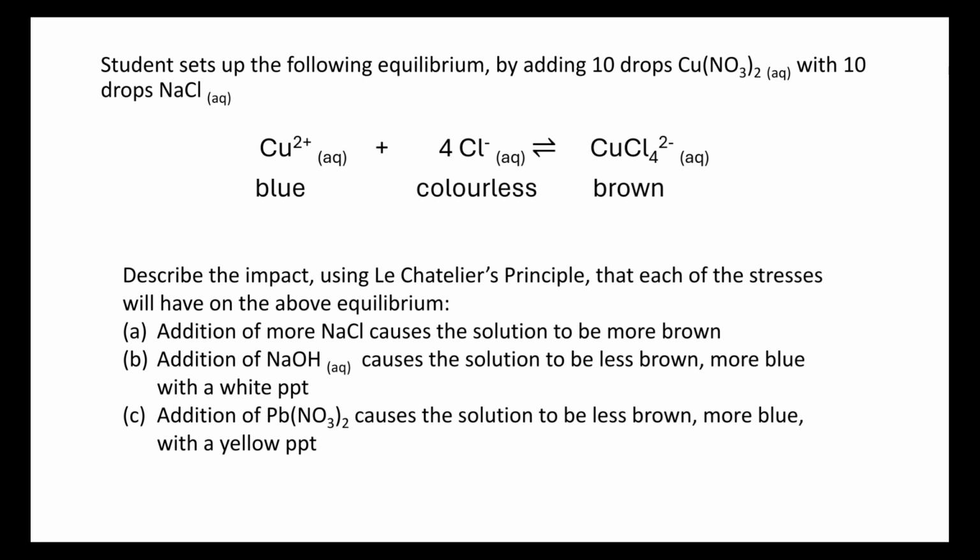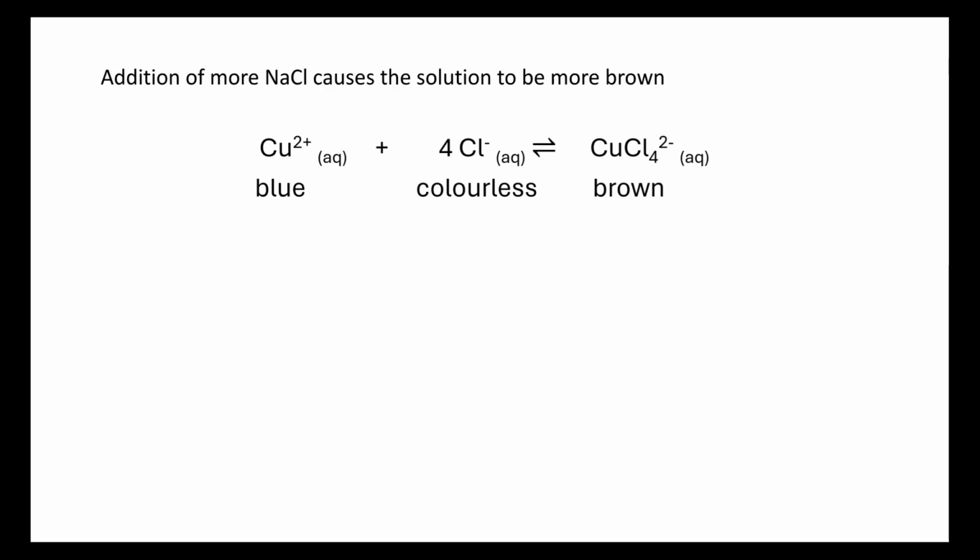So we're going to see what happens when I add a variety of different things to it. For the first case, we're adding NaCl. Again, NaCl has sodium ion and chloride ion. We would never look at the impact of a sodium ion on the equilibrium because sodium is soluble with everything, and so rarely will it affect my equilibrium.